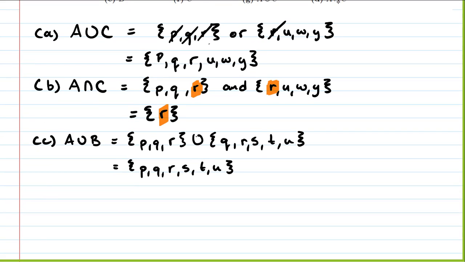D wants our intersection. So what do these two sets, A and B, have in common? Well, this time, the two sets have Q and R, so the intersection of A and B is going to be the set Q, R.